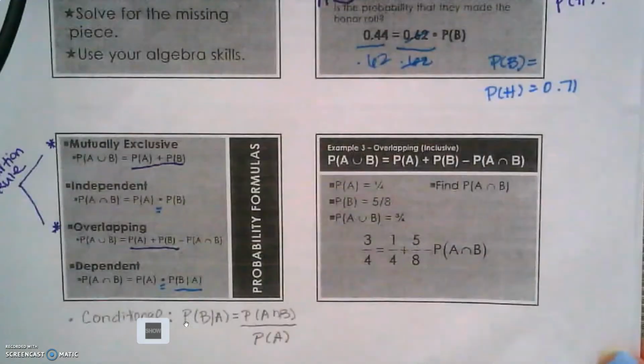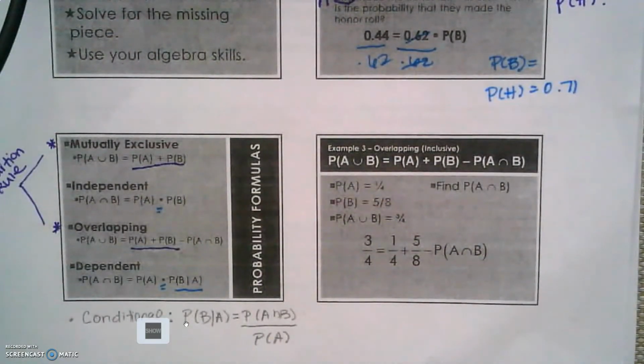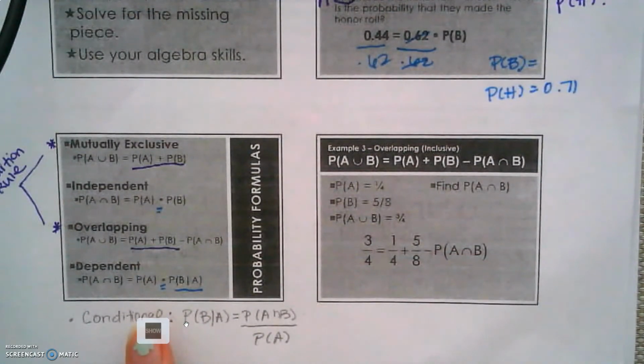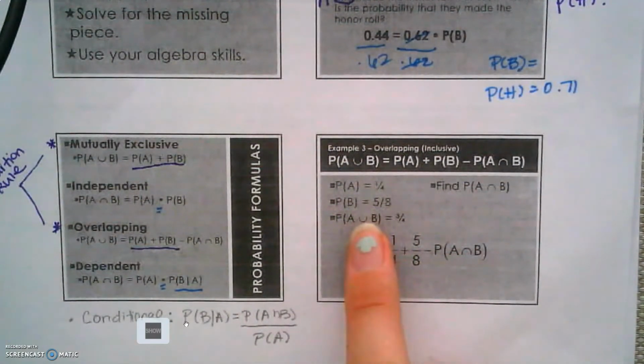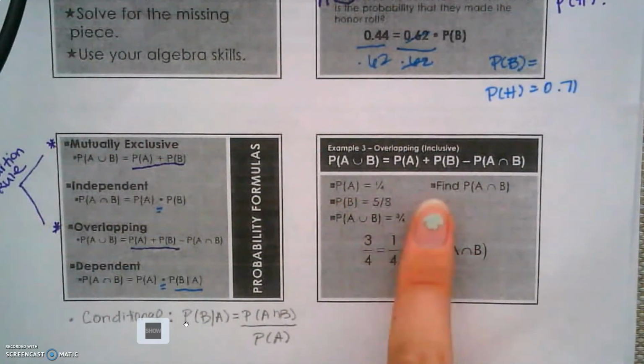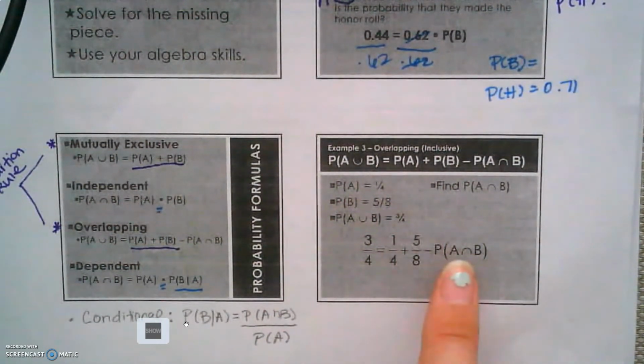Last one here on the notes. No word problem, they just gave you all of the pieces. So again, when you have all these pieces, we want to match up what formula is best. And we have an overlapping formula. So our union, we substituted in. We have the probability of A substituted in, the probability of B substituted in, and we want to find that intersection.